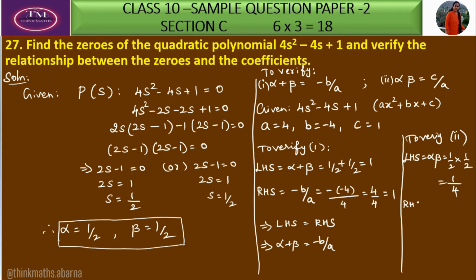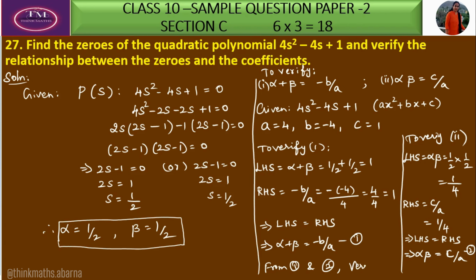Now what is RHS? RHS is C by A. So what is C? C is 1, A is 4. So 1 by 4. So we got LHS equal to RHS. So what is LHS? This alpha beta equal to C by A. So we can name this as 1, 2. So we can say from 1 and 2, this relationship between zeros and coefficients is verified. Okay, so you can write the relationship between the zeros and coefficients is verified.